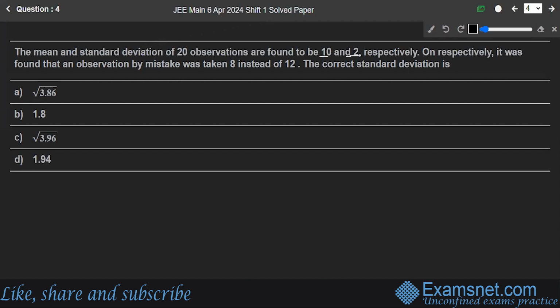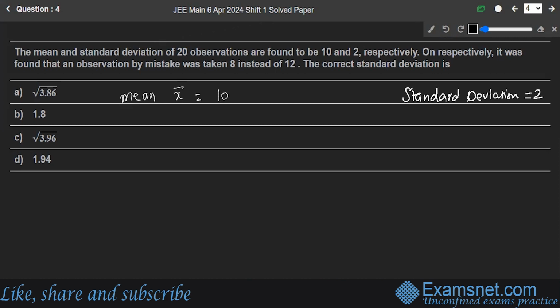On checking, it was found that an observation was taken by mistake as 8 instead of 12. So 12 was the right one, and by mistake they took 8. The correct standard deviation is, you are given two things. You are given the mean equal to 10, and the standard deviation is equal to 2.